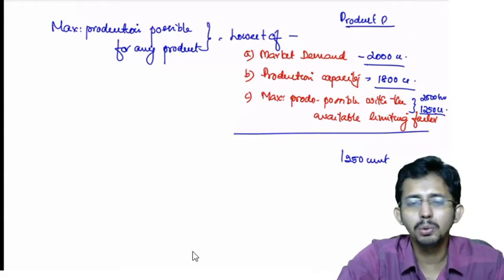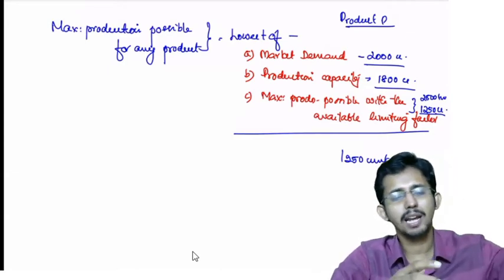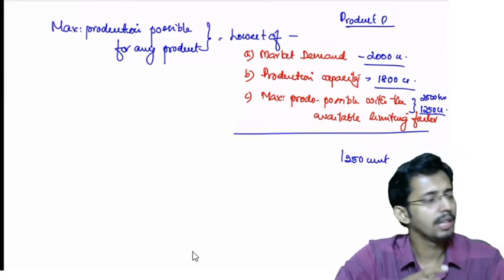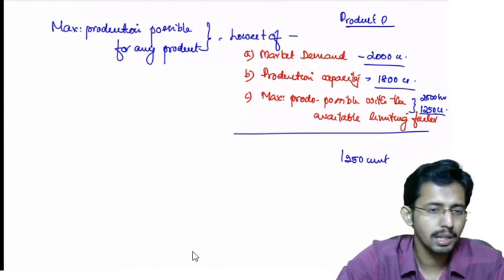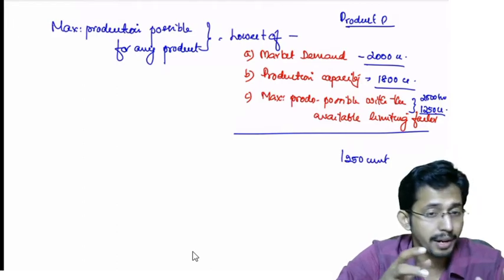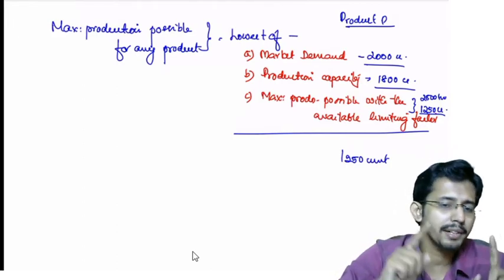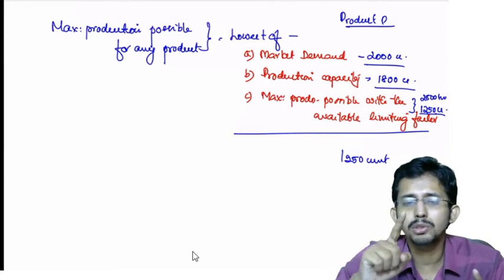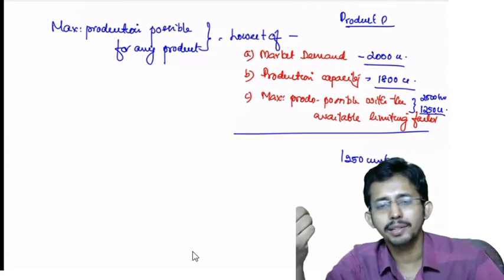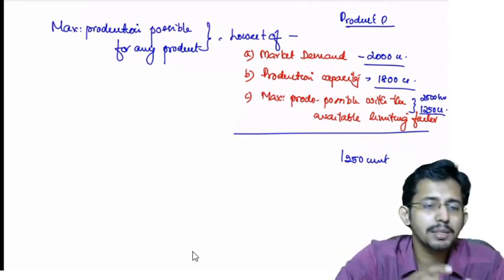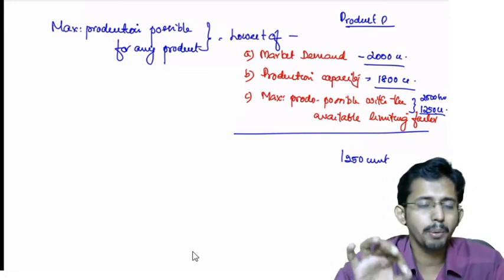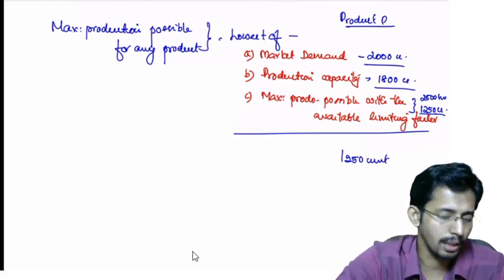So definitely you will give first preference to the first rank product as well as the second rank product. After completing the production of the first and second rank products, the balance available limiting factor is only 2500 hours. Using these 2500 hours, how many units of product P can you produce? 1250 units. So, though you have a maximum capacity of 1800 units, due to the limiting factor you are constrained to produce only 1250 units. What is possible is 1250 units alone.